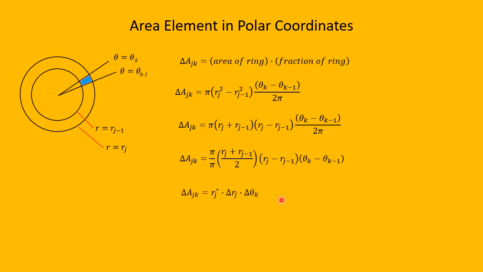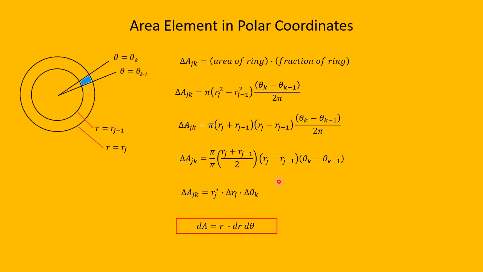So now we look at this, and what do we see? Pi over pi is 1, that's okay. Let's look at this next factor. This is the average of r sub j and r sub j minus 1. Let's call this average r sub j star. R sub j star would be halfway between r sub j and r sub j minus 1, right about here. Then we have the difference of r sub j and r sub j minus 1, and then the difference of the thetas. So let's write this factor as r sub j star, this one as delta r sub j, and this factor as delta theta sub k.